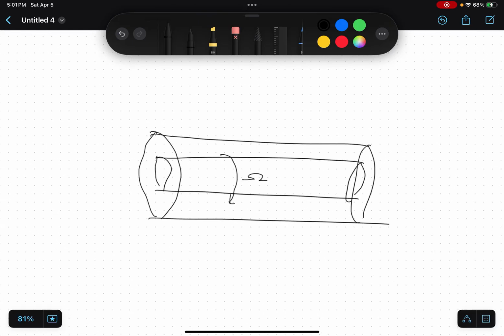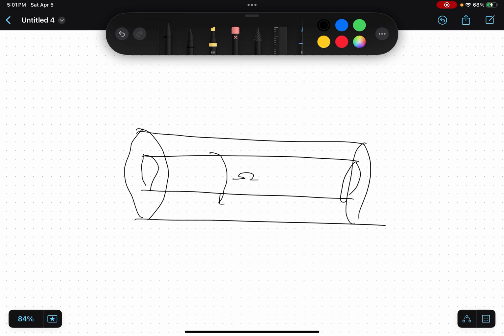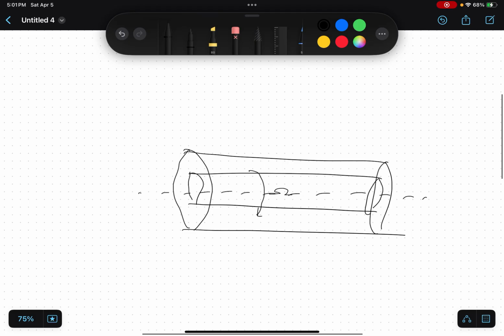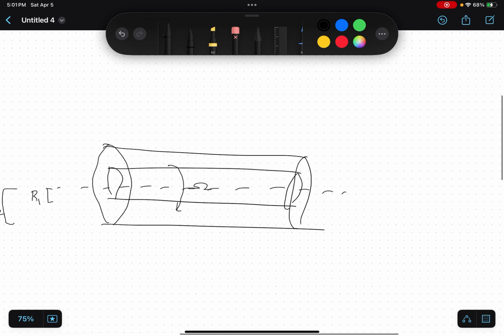First, let's write a couple dimensions and that sort of stuff. So the inner cylinder, I'm going to draw a dotted line as a center line. The inner cylinder has a radius R1, outer cylinder, R2. Okay, pretty straightforward so far. Now let's get into the coordinates.